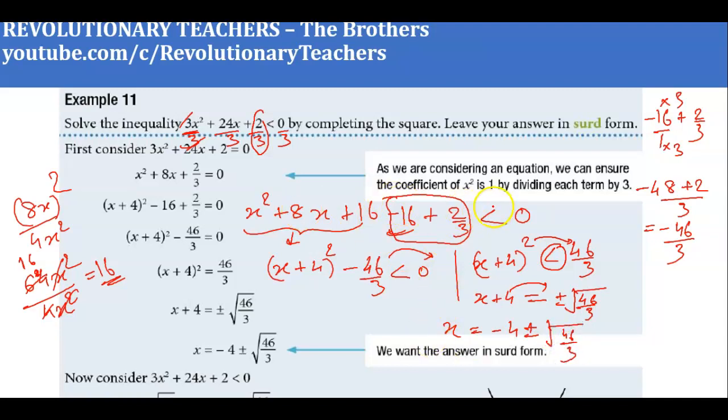Right? But it was an inequality, right? This was an inequality. So how would you solve this? One time you have to take the positive value and the other time you will be taking the negative value. So x will lie between minus 4 minus under root 46 upon 3 and minus 4 plus under root 46 upon 3. Okay children, I hope this is clear to you all.